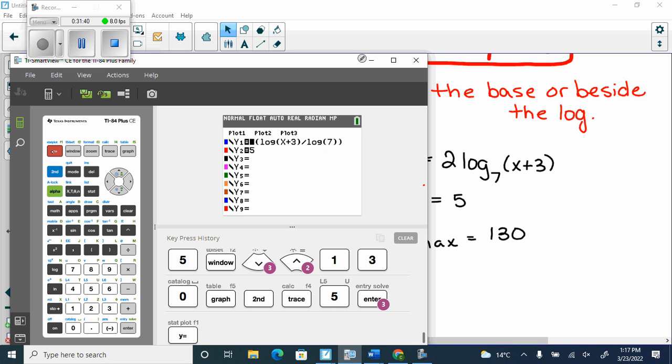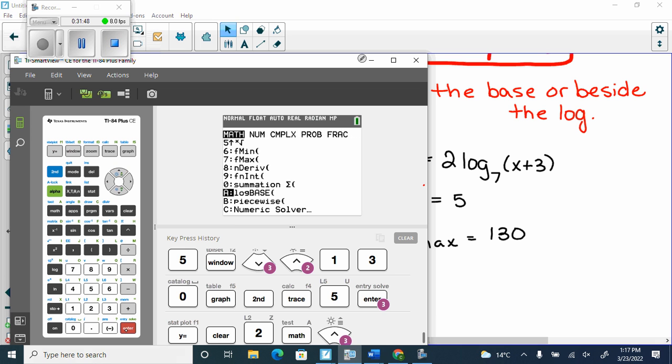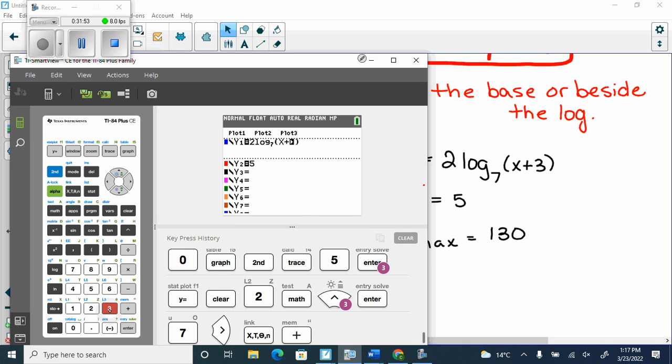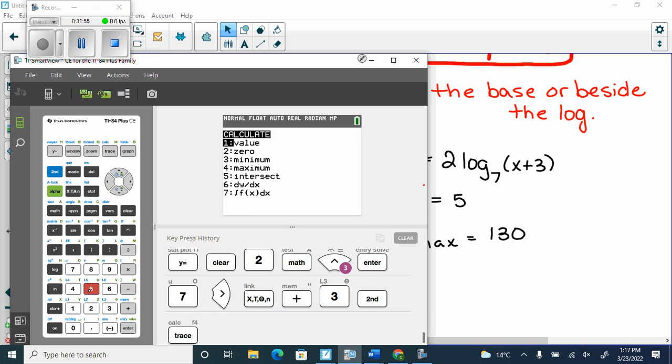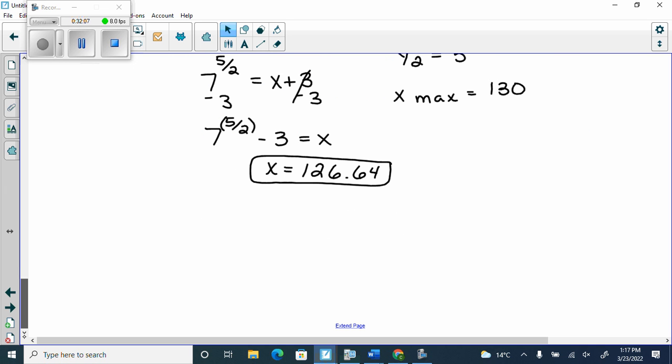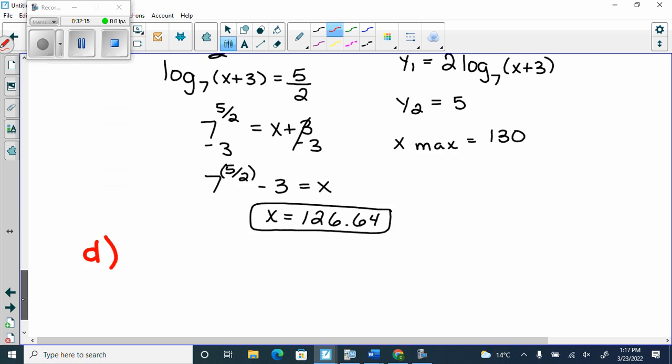If you have the new calculators, I would never choose that option. I would go to math, log base, and then go 7 and x plus 3. Second trace 5, you get the same thing. Same answer, right? Just depending on what calculator you have the way you type it. Okay. Here's when you're going to try. Is it D?